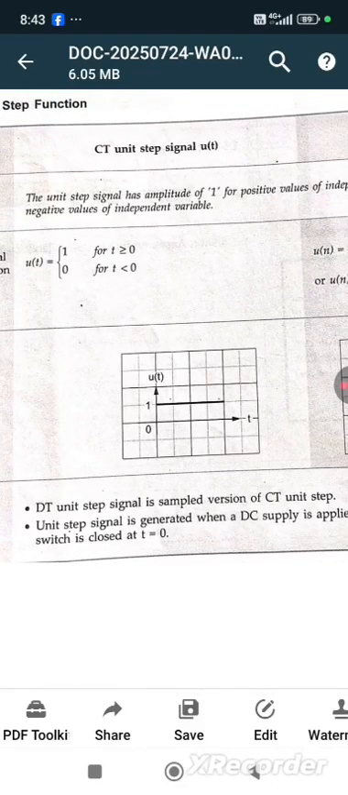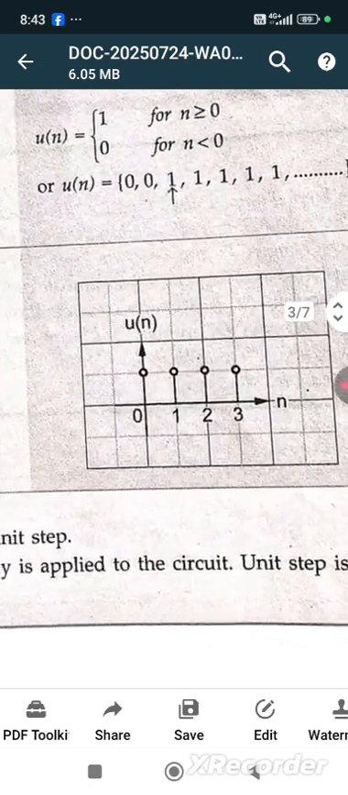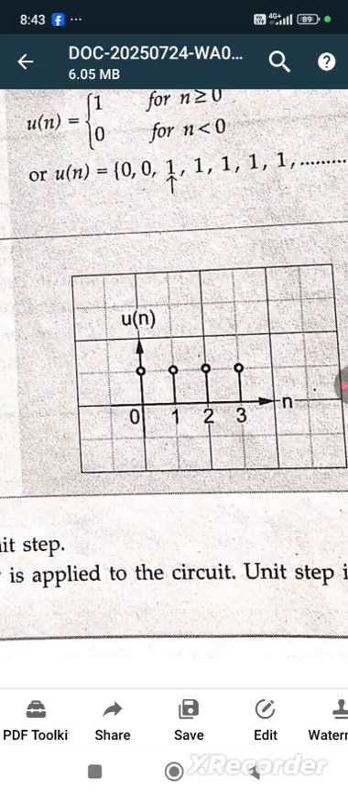For all the positive values, the amplitude will be 1. With respect to time, u of t is the signal name we have given. In the same way, for the DT unit step signal, the waveform is represented like this, with respect to n, giving u of n at different discrete values. So this is the explanation for the unit step signal.